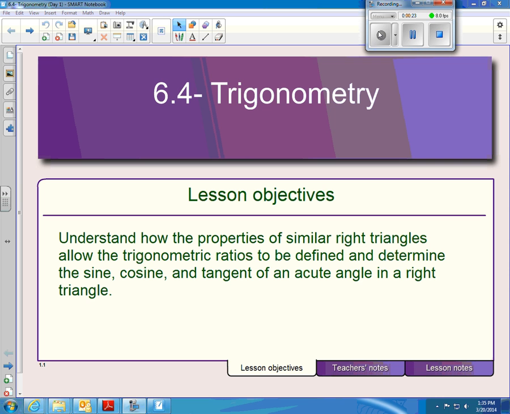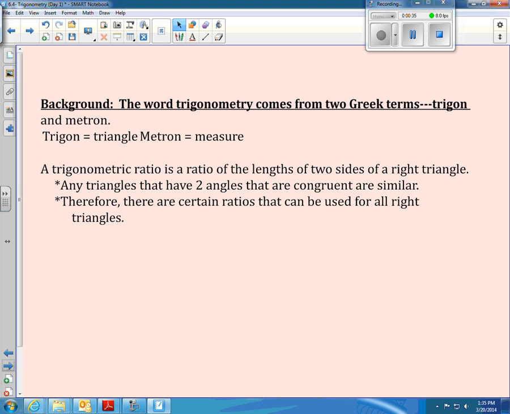Whew, that's got a lot going on there. Really big thing we're going to be talking about is sine, cosine, and tangent. And we're going to use those. Just so you guys know, trigonometry comes from two Greek terms, trigon and metron. Trigon means triangle, metron means measure. So really what we're doing is talking about the measure of triangles.